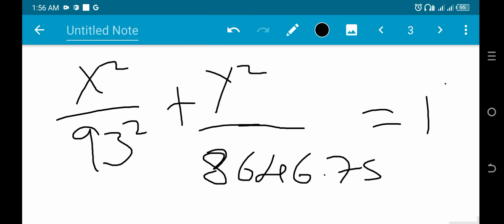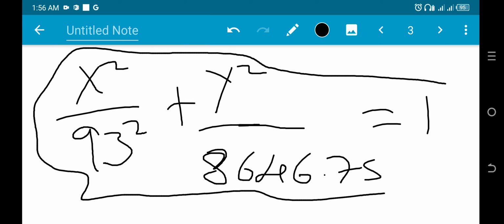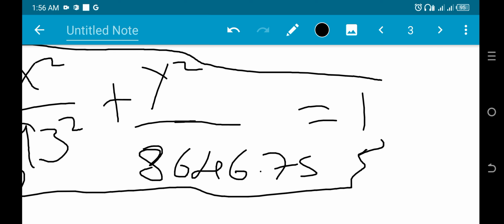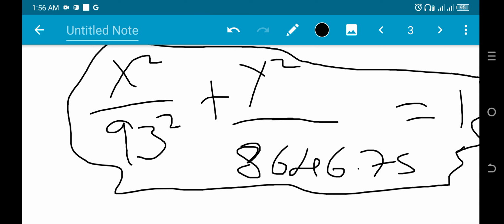So ladies and gentlemen, we have found the equation of the Earth's orbit. It's more like they just told you to find the equation of the ellipse. So from here, we are done with the application for ellipses.